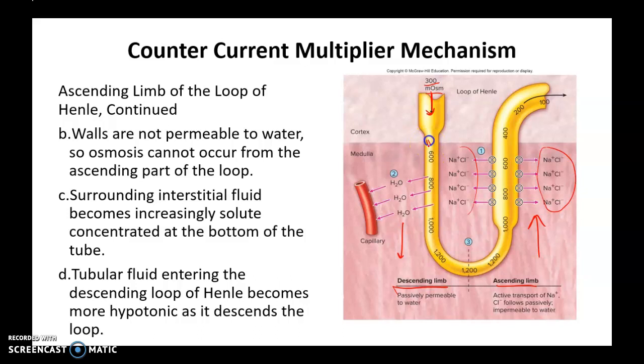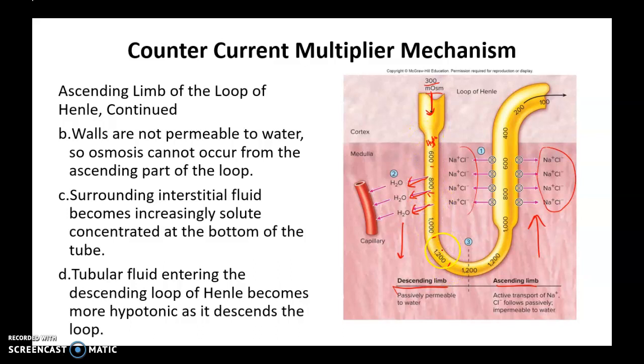So the filtrate at this point is super hypotonic, right? So what will it do? The filtrate, being hypotonic, will let water move out. And remember, the descending limb is permeable to water, only water. So as water moves out, the filtrate becomes more and more concentrated. And that is a good thing.